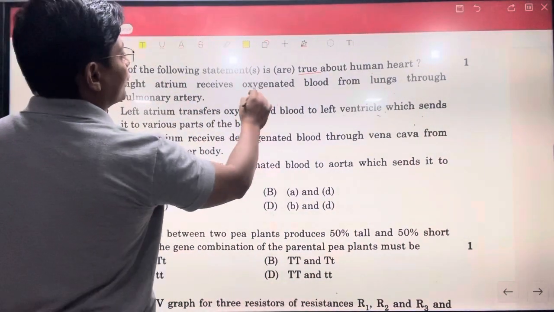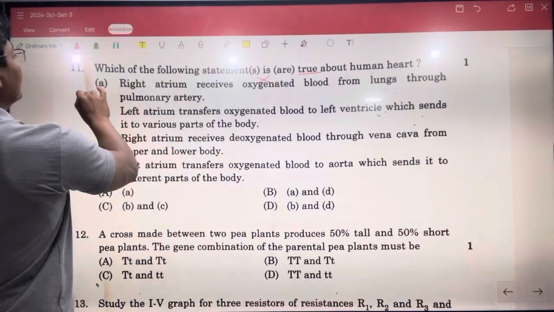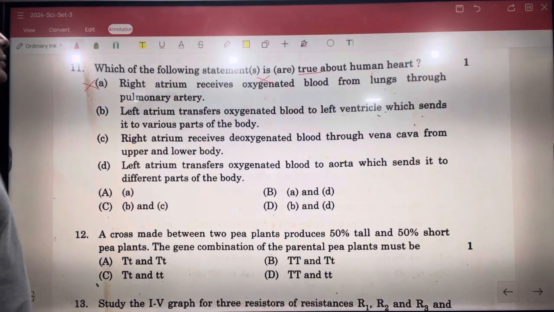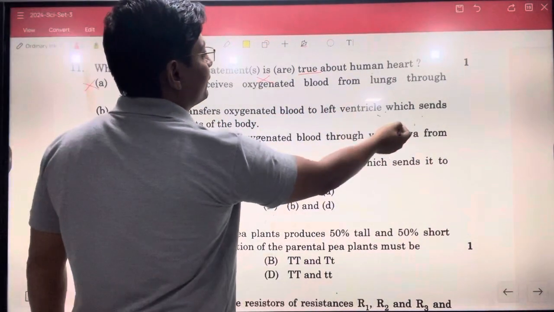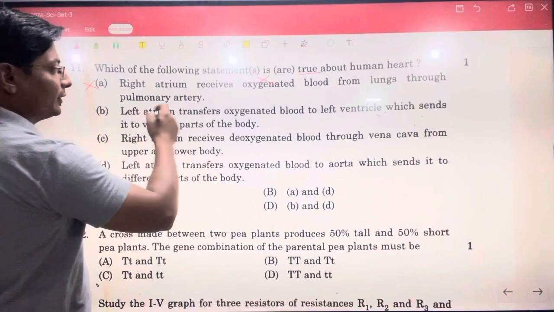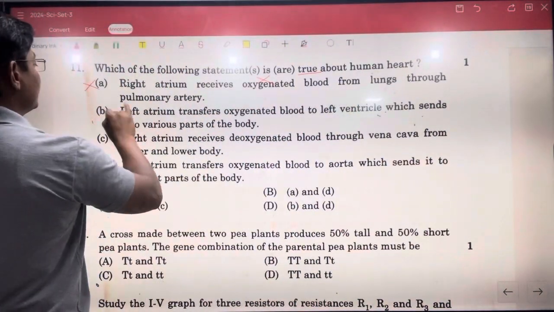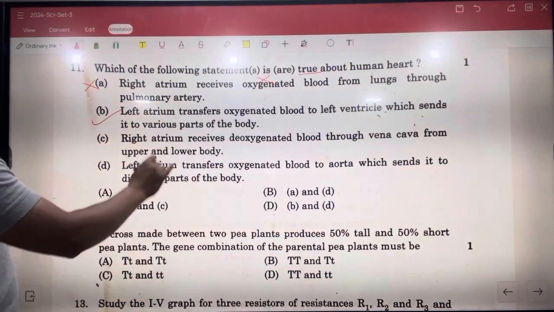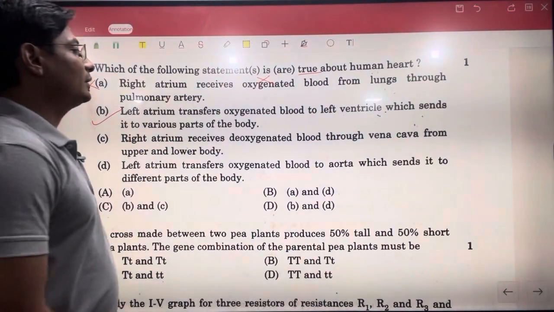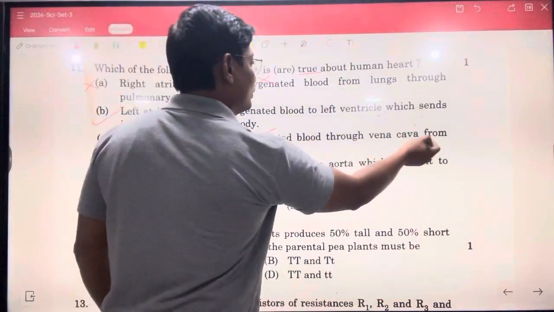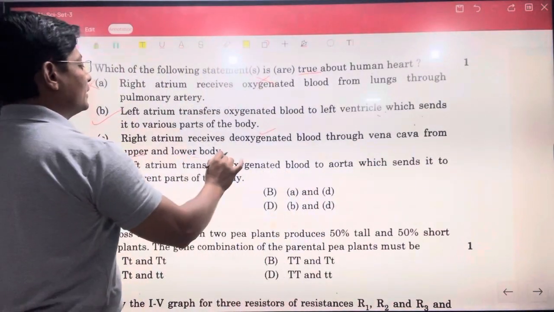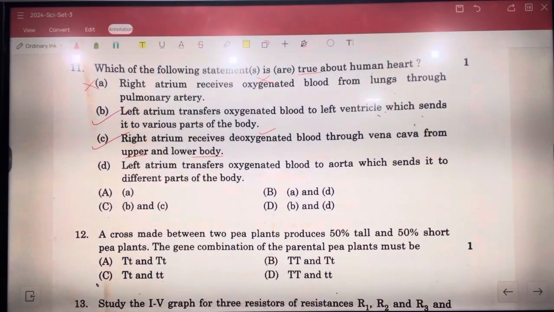Okay, so it does not receive oxygenated blood, so therefore this is the incorrect statement. Then left atrium transfers oxygenated blood to left ventricle, because it receives the oxygenated blood, so it transfers it to the left ventricle, which is a correct statement. Then right atrium receives deoxygenated blood, which is correct, through the vena cava. So that is also correct. Therefore this is a correct statement.